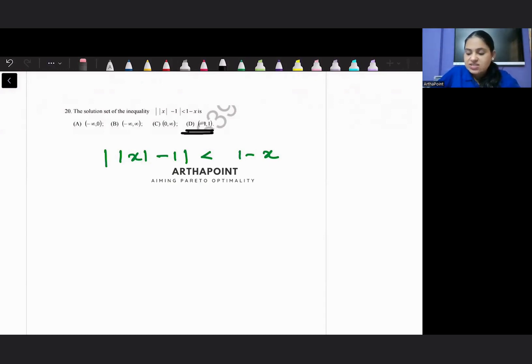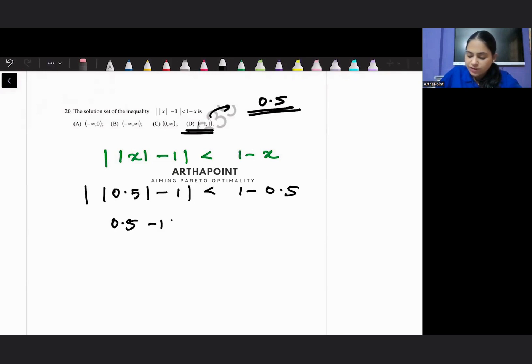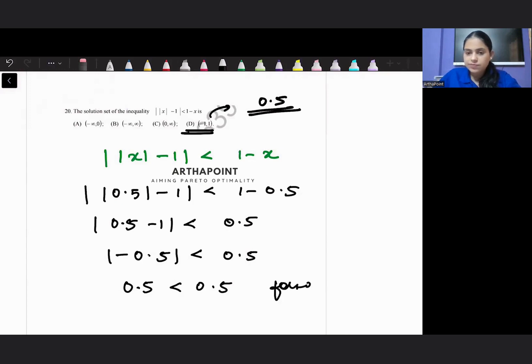So let's say I start with the lowest interval possible, between minus 1 to 1. Let's say I take the value as 0.5. So if I take 0.5, mod 0.5 minus 1 less than 1 minus 0.5. So I will get 0.5 less than 0.5, which is false. So if this is false, it means that option D seems to be incorrect. This is an incorrect option.